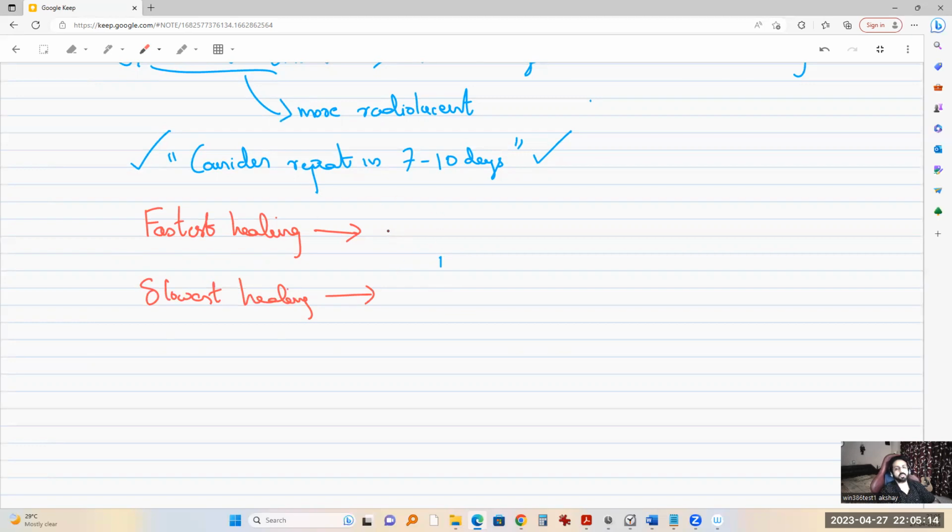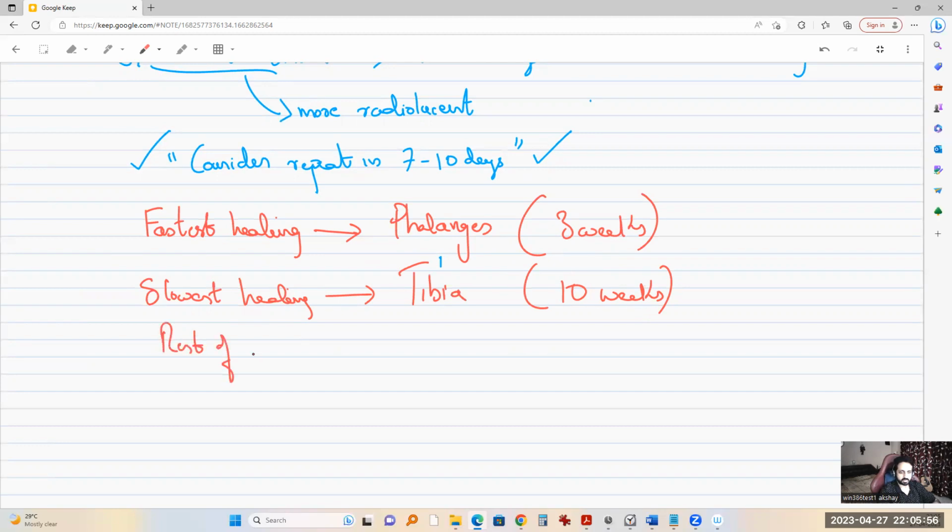The fastest healing bone is a small bone. Any guesses? Yeah, it is the phalanges, and it takes around 3 weeks. And the slowest healing is the long bone, and it is the tibia. It takes almost more than 3 times the time taken for a phalanx to heal. It's around 10 weeks.